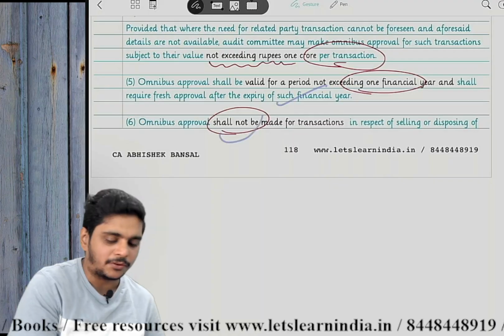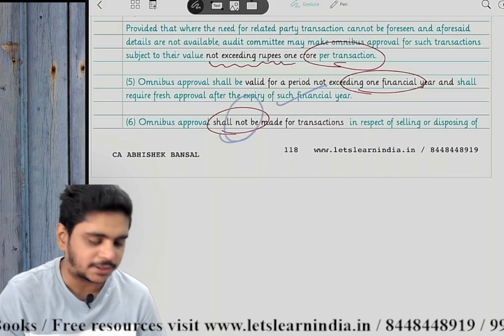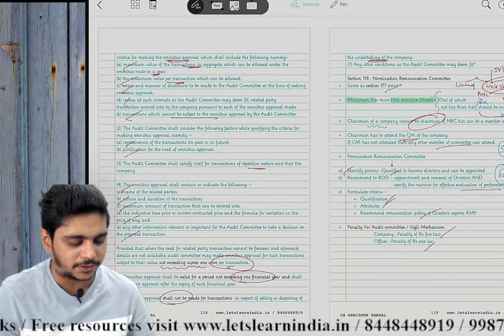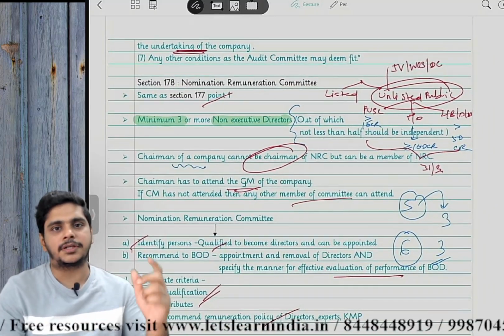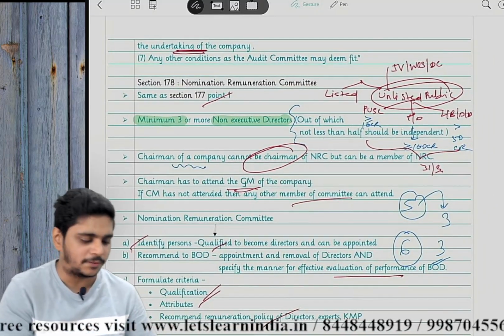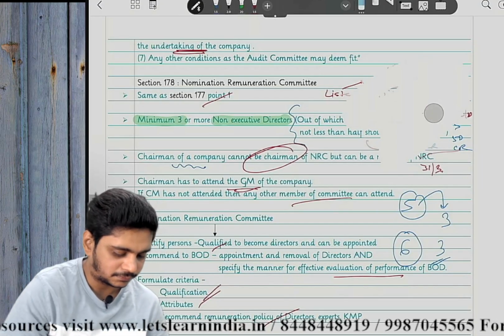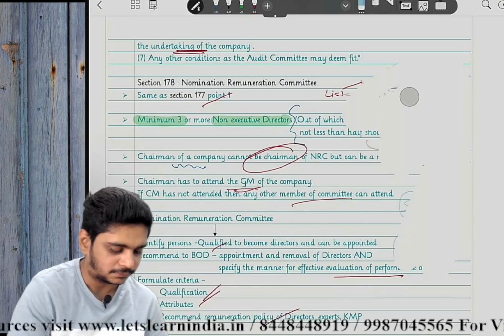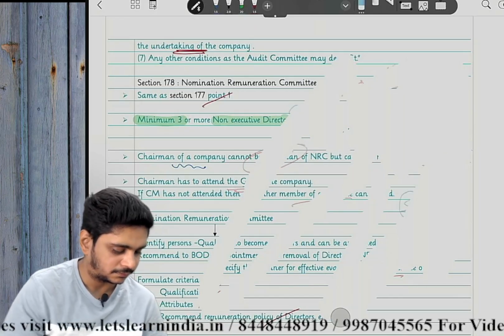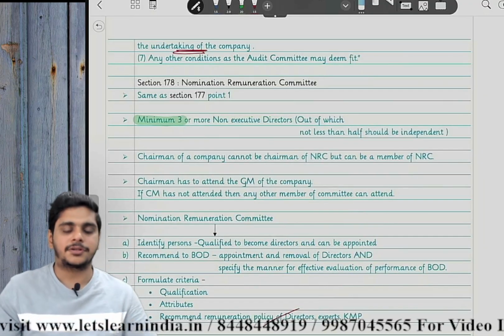Omnibus approval shall not be made for transactions in respect of selling or disposing of the undertaking of the company. That is a prohibited transaction. For that you can't take omnibus approval. Understood? Omnibus approval.